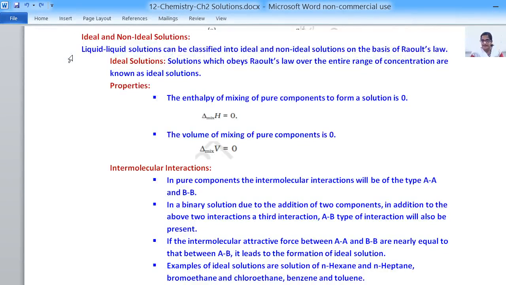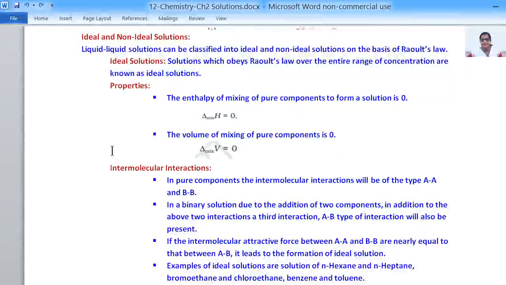So thus, for an ideal solution, we have two important properties. One is delta H mixing is equal to 0. Second property, delta V mixing, that is, there is no change in the volume during mixing, delta V mixing is equal to 0. Next, we will see the intermolecular interactions.